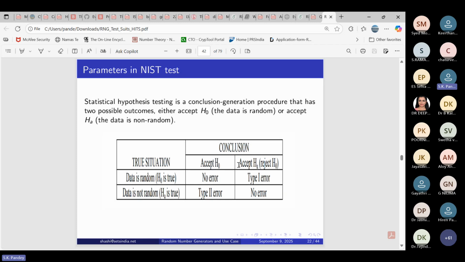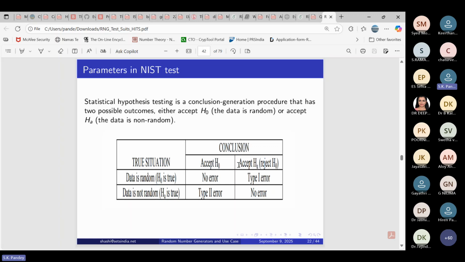The first case is, if data is random and H naught is true, so the conclusion is that the data is random and my hypothesis comes out true. This case comes under no error; that's fine. The second case is that data is random, but H naught is not true. It means whatever hypothesis I built, I ran the binaries and found that this hypothesis is not valid. Then this is the case of the type 1 error.